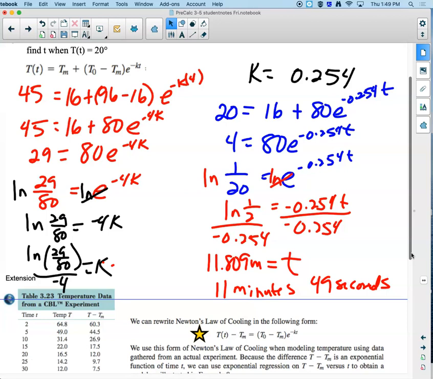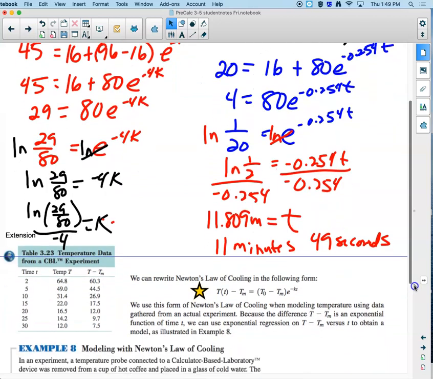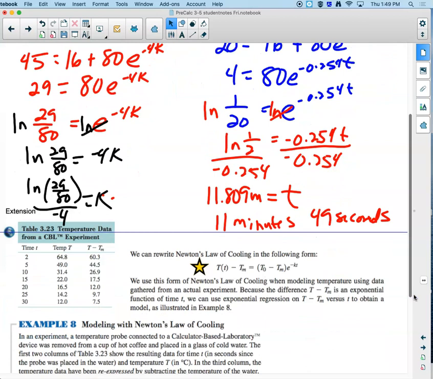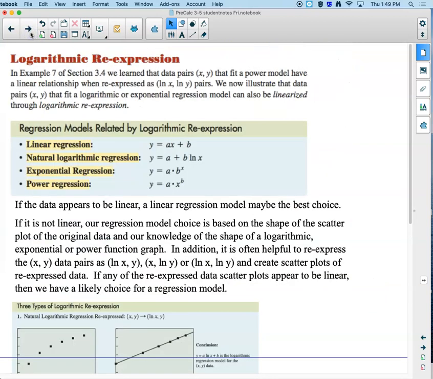So there it is. Now, that is our objective right there, using Newton's law of cooling to figure out the amount of time it's going to take for something to cool off. The extension down here using Newton's law of cooling, that's something we've had to give up for a couple of years because of time. So is the logarithmic re-expression. But I'm going to talk a little bit about that on the next example, which is example 9.